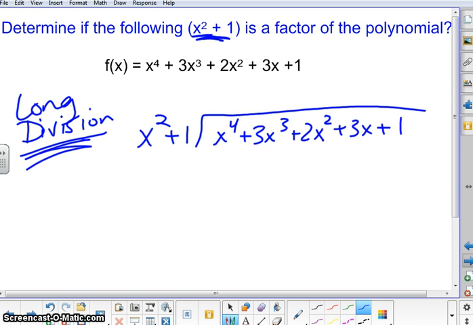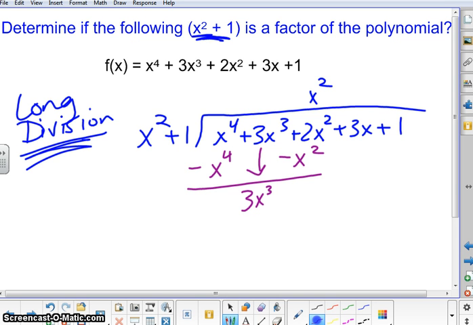Okay, so again, our goal is to figure out if this is going to have a remainder of 0. If it is, great. If it's not, then we can say it's not a factor. Okay, so here we go. X squared goes into x to the 4th, x squared times. So I'm going to put that here, and then I'm going to multiply that through x to the 4th, and then x squared. Notice I'm keeping everything in line, so they're all the same degree. And then subtract, which is going to wipe those out, but then I have to bring this one down because nothing was there to add to it, and then x squared, and then we bring down the 3x.